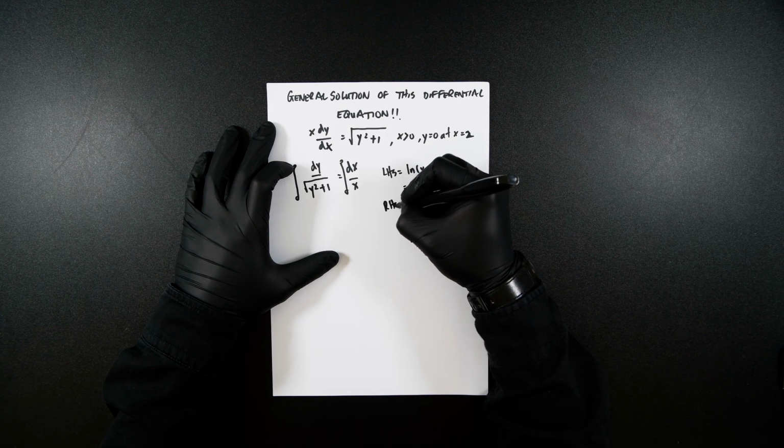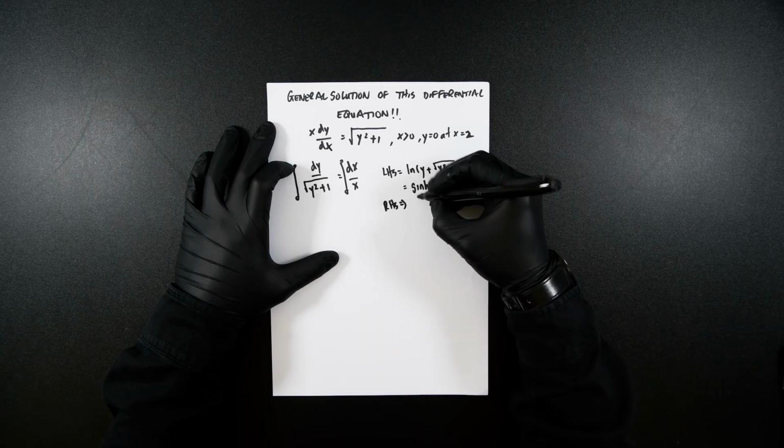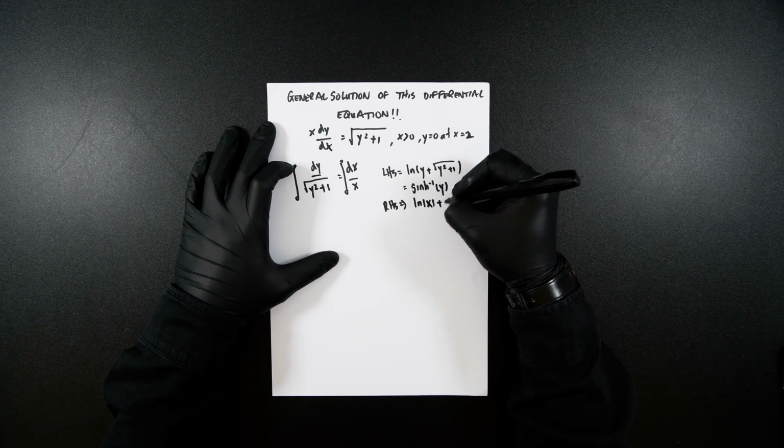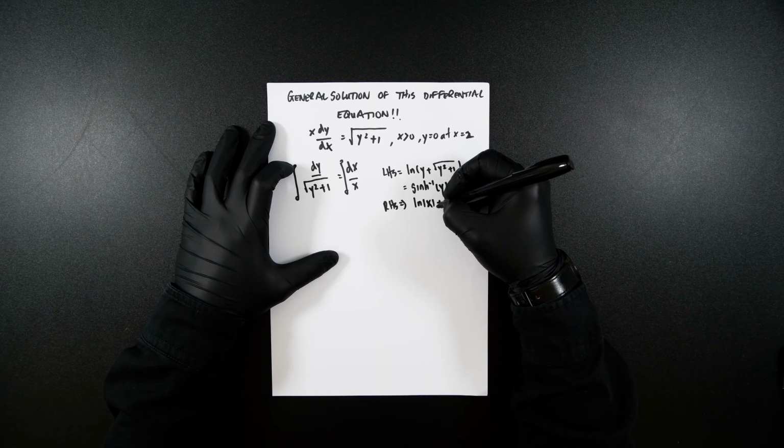The right hand side is much more simple. 1 over x integrated is ln x. I also have a video breaking down step by step how we get there.